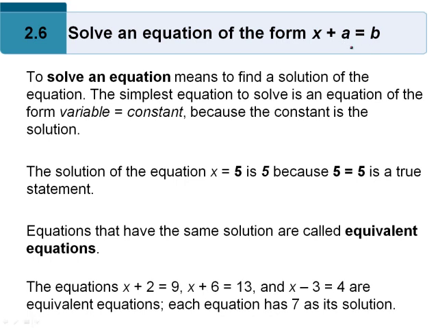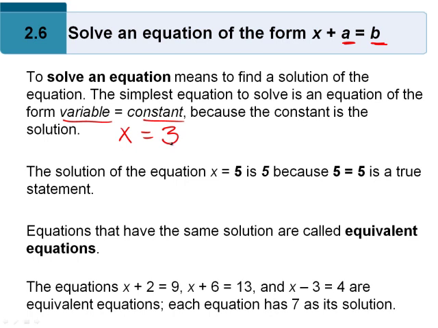So the first equation that we're going to look at solving is going to be in this form: x plus a equals b. Now, a and b are going to be numbers, okay? And so to solve the equation means to find the solution. And the equation that we want to get it down to is a variable equal to a constant. So if you have something like x equals 3, that is what we're looking for, is to get the x all by itself, get the x isolated, and equal to just a number on the other side.